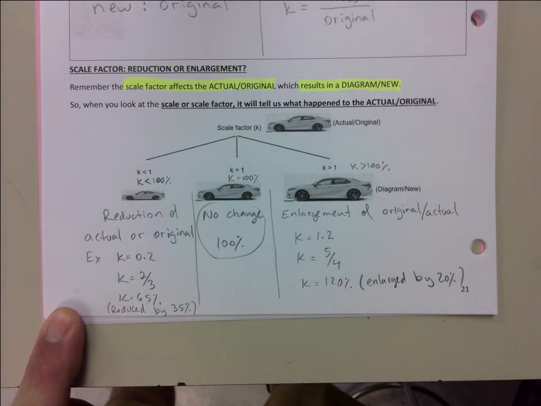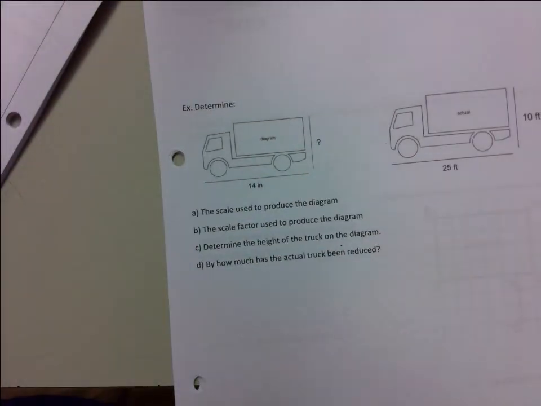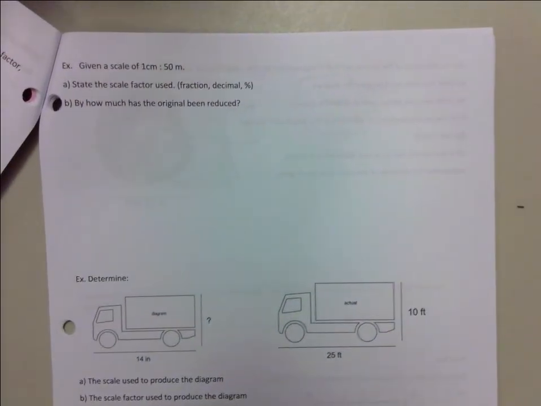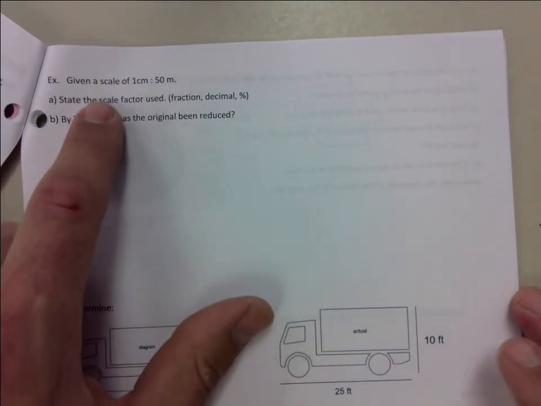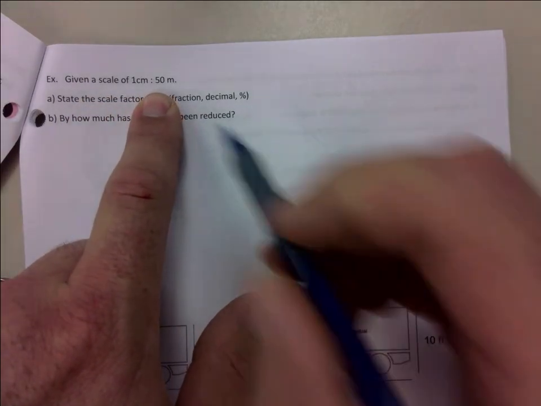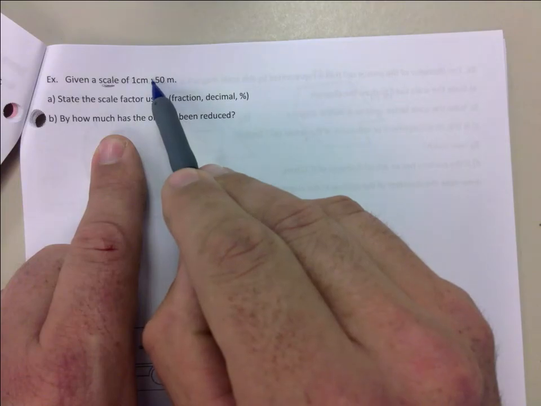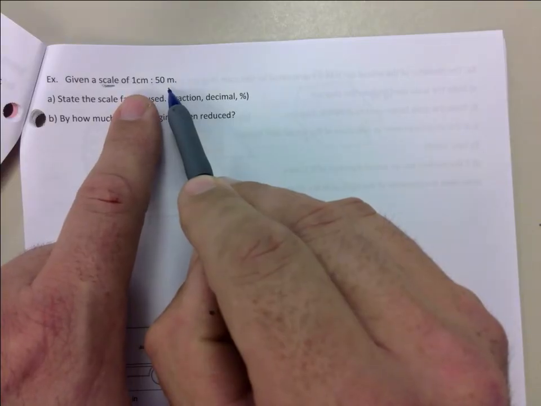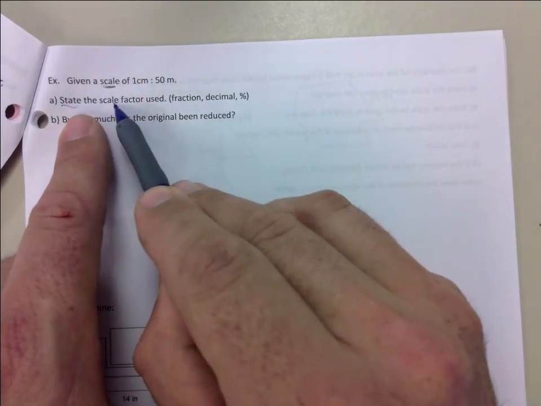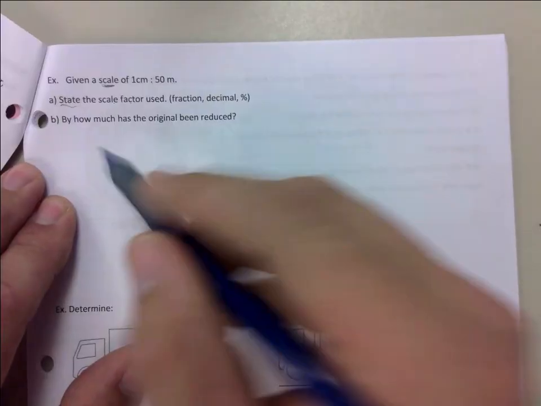I don't have much time, so I'm just going to go to the first example here. Number 22. Given a scale of 1 centimeter to 50 meters, how do we know this is a scale? I didn't even have to say this. It's because of the colon, and you've got different units, so this is a scale. It says, state the scale factor used. He wants you to turn this into a scale factor, so I'm going to do that right here.